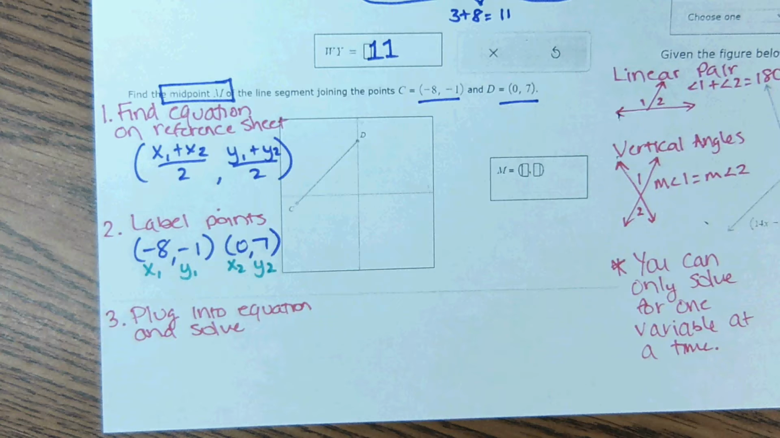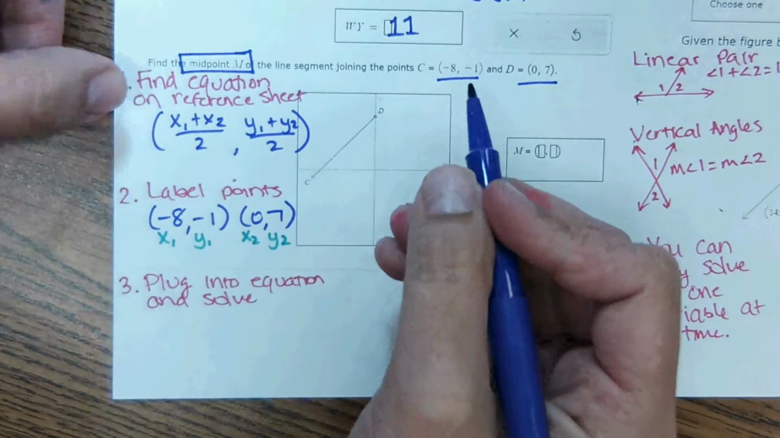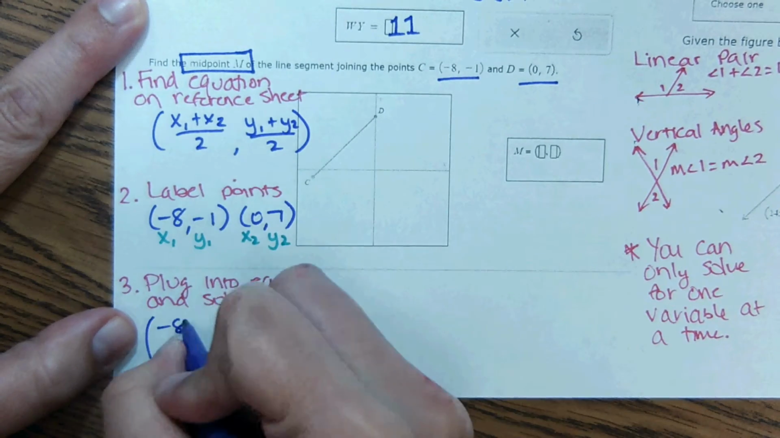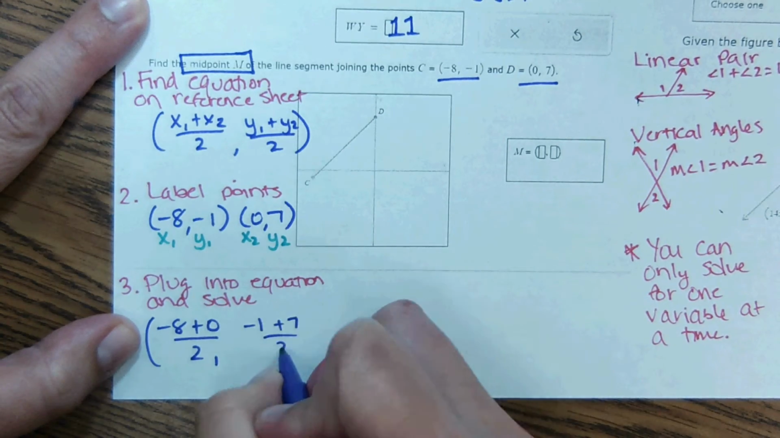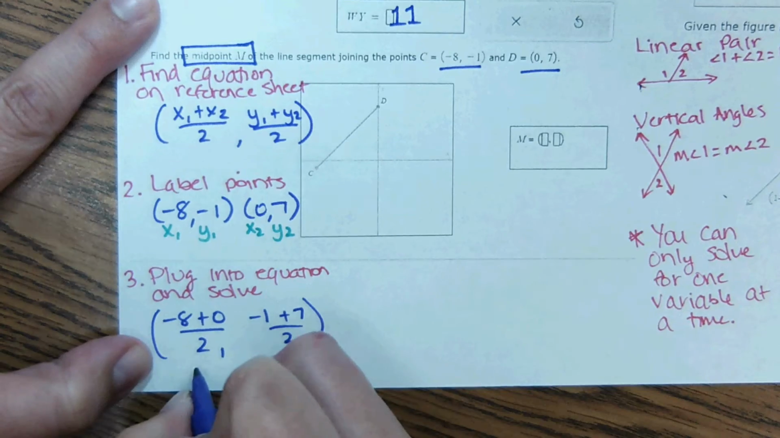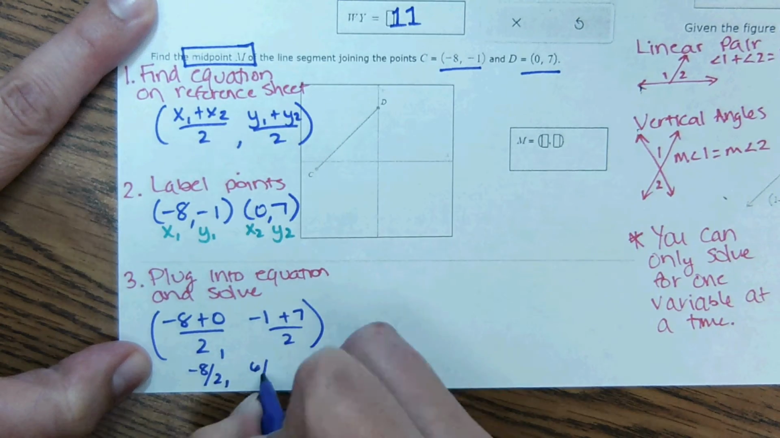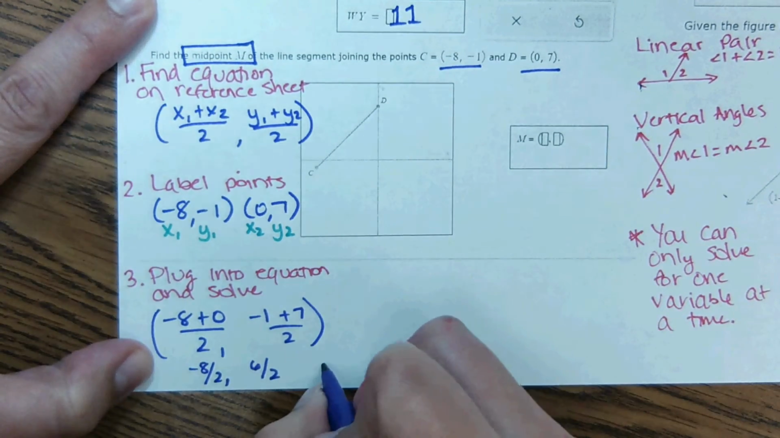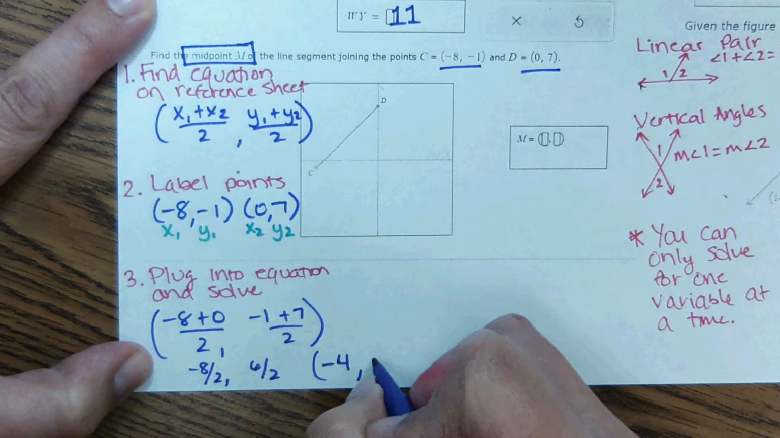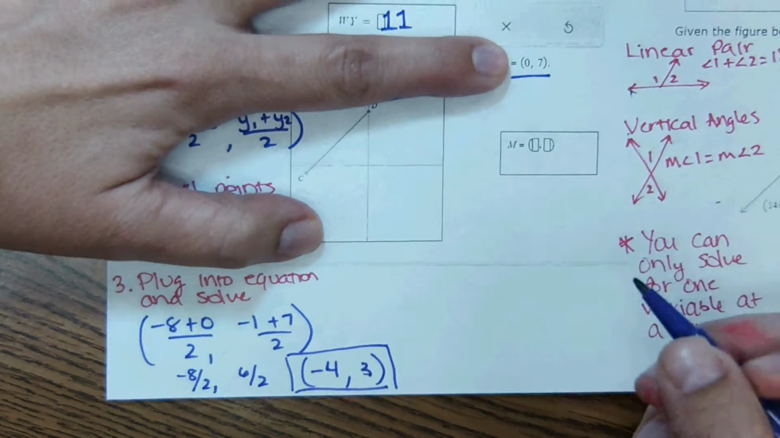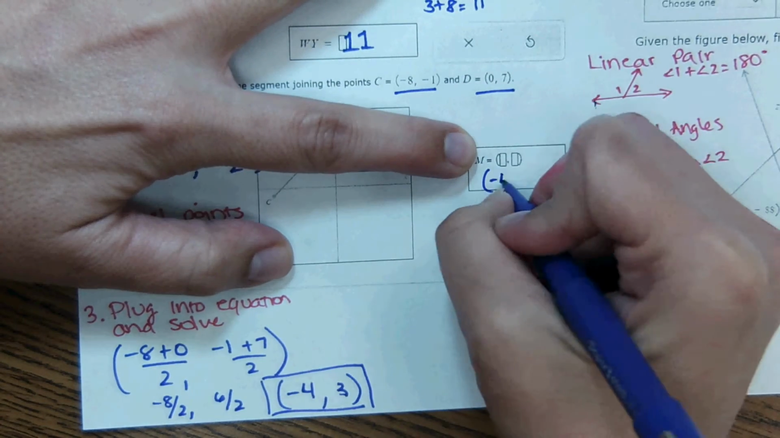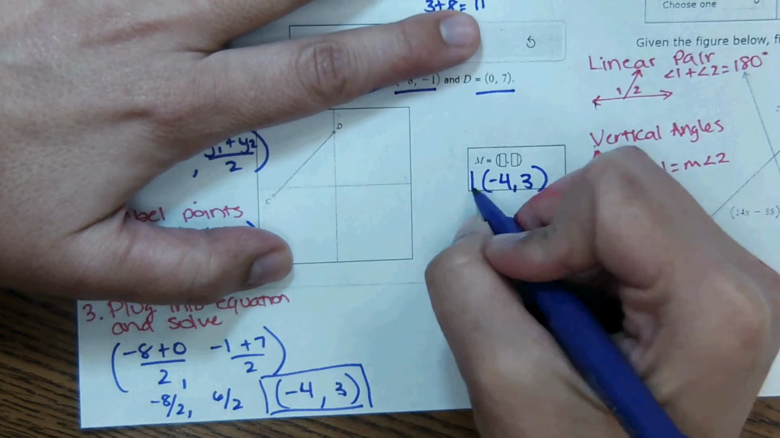And then you can plug these values into your equation here. So add the x's, -8 plus 0 over 2. Add your y's, -1 plus 7 over 2. Like this, you will get -8 over 2 and 6 over 2. So this would be -4, 3. And that is your midpoint, your answer. And then you would just need to type it into the box, -4, 3.